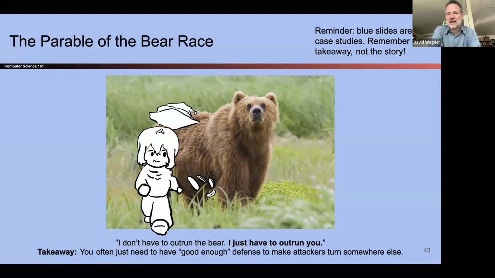Maybe I can't fully prevent getting pickpocketed, but I'm not going to be an easy target because, say, my wallet is in an inside zippered pocket, and they'll just put their attention somewhere else, against an easier mark. Okay, so that's a potential approach to security. It's not always the right one, but sometimes it's the right one. For instance, if it's hard to have really, really strong, robust security, you might aim for just a good enough level of security.